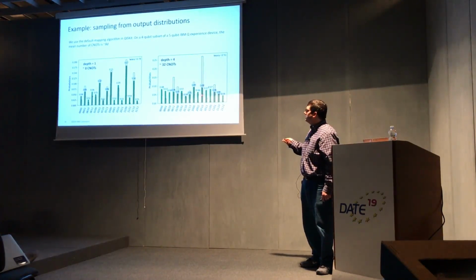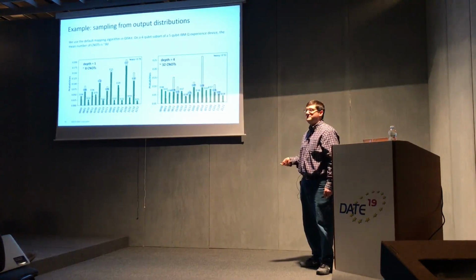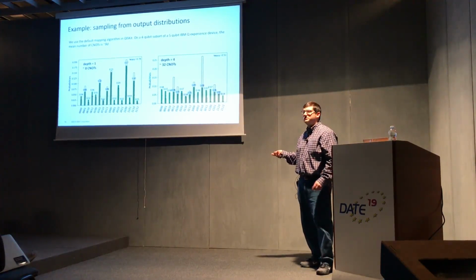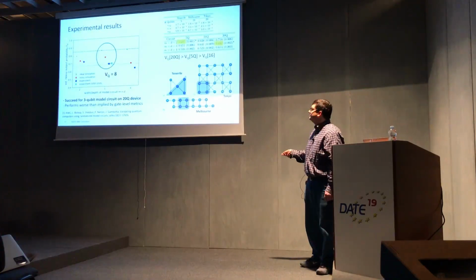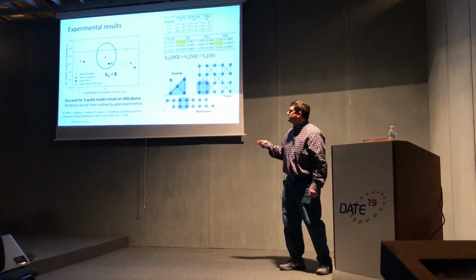And now the probability has been distributed in such a way that the chance of seeing a heavy string is now just about a half. So we definitely failed to run a depth 4 model circuit on 4 qubits in this case, on this device. All right, so now here's some results.